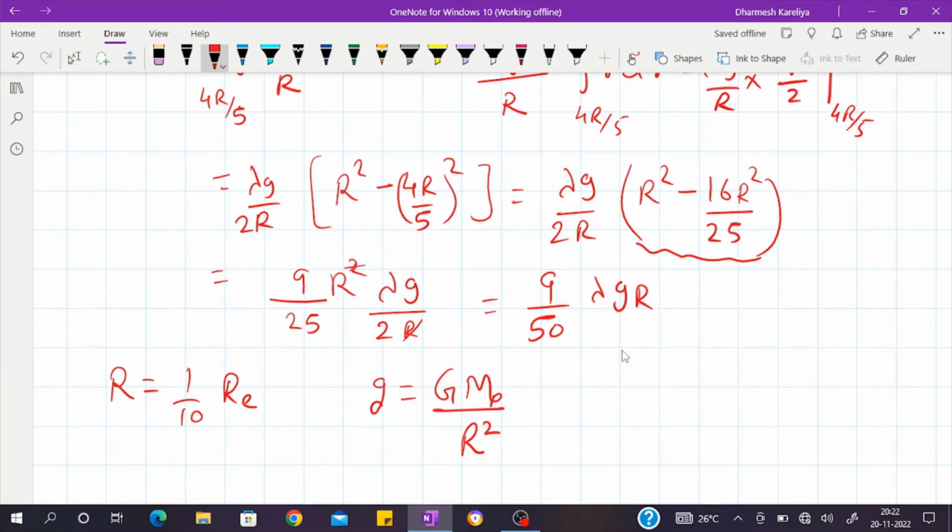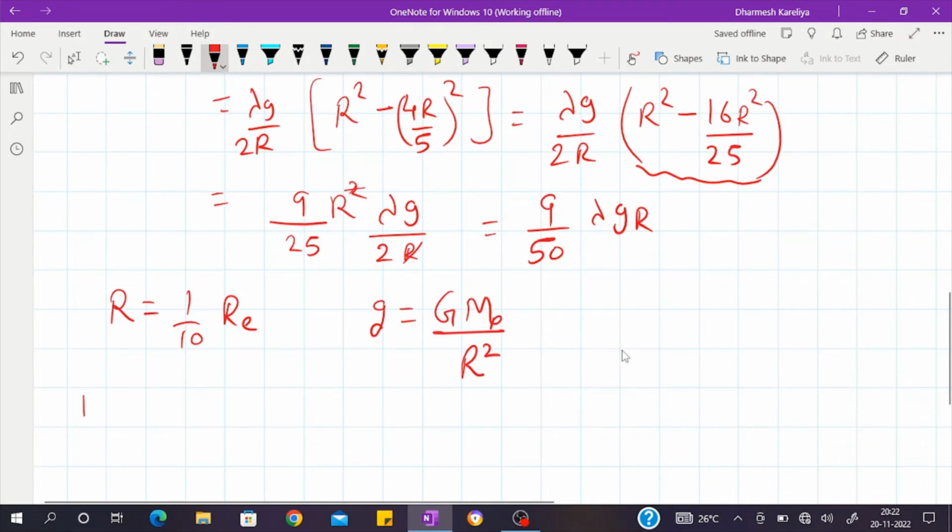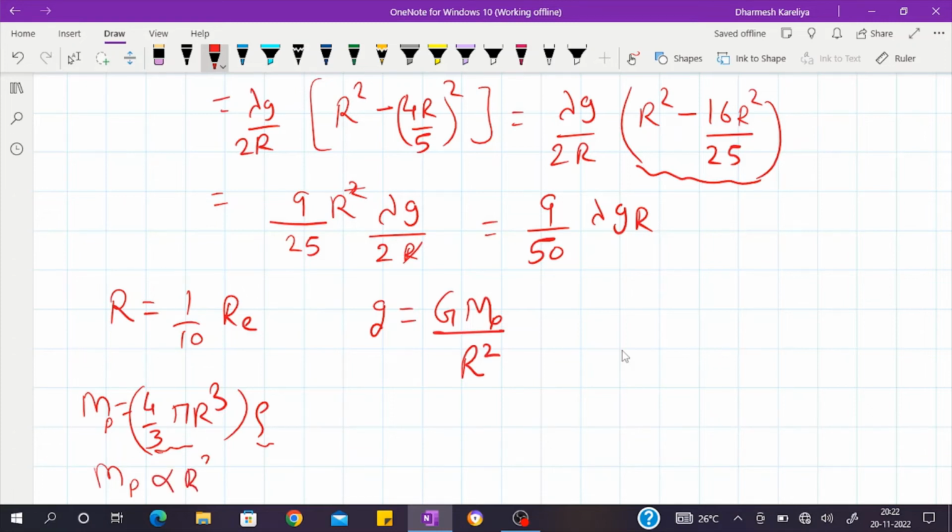I think you know this basic idea that the density of this planet is the same. So we can write mass is equal to the volume of the planet, 4 by 3 pi r cube, since it's a sphere, into density. So the mass of the planet is volume into density. You can see 4 by 3 pi and rho are constant, so you can directly use the logic that the mass of the planet is proportional to radius cube.